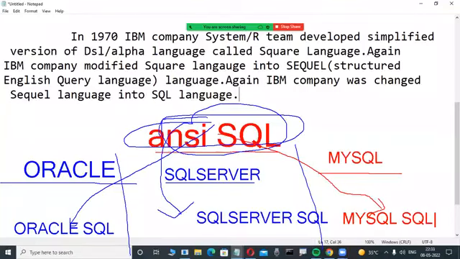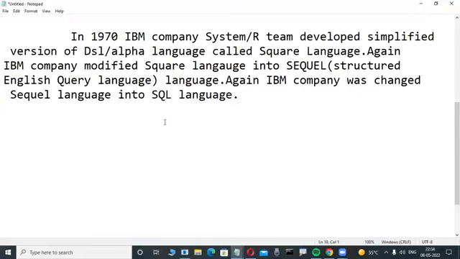That's why observe here: SQL is an ANSI standard language, working in all relational databases. But unfortunately, the companies create their own SQL language. Okay, write it. Next para.